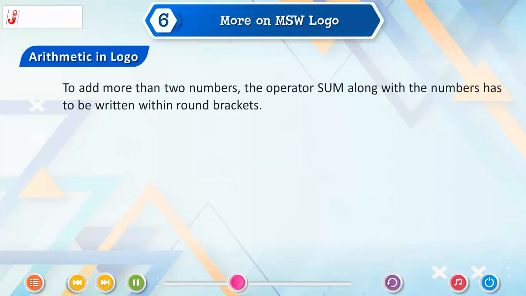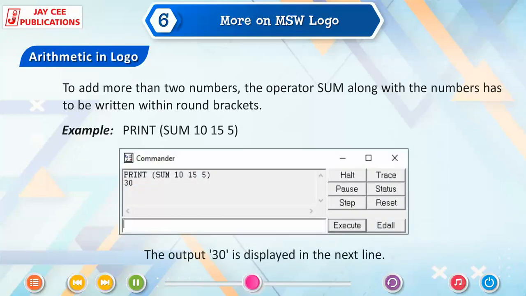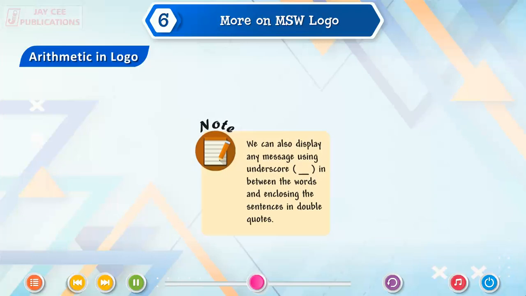To add more than two numbers, the operator sum along with the numbers has to be written within round brackets. Example: print (sum 10 15 5). The output 30 is displayed in the next line. Note: we can also display any message using underscore in between the words and enclosing the sentence in double quotes.